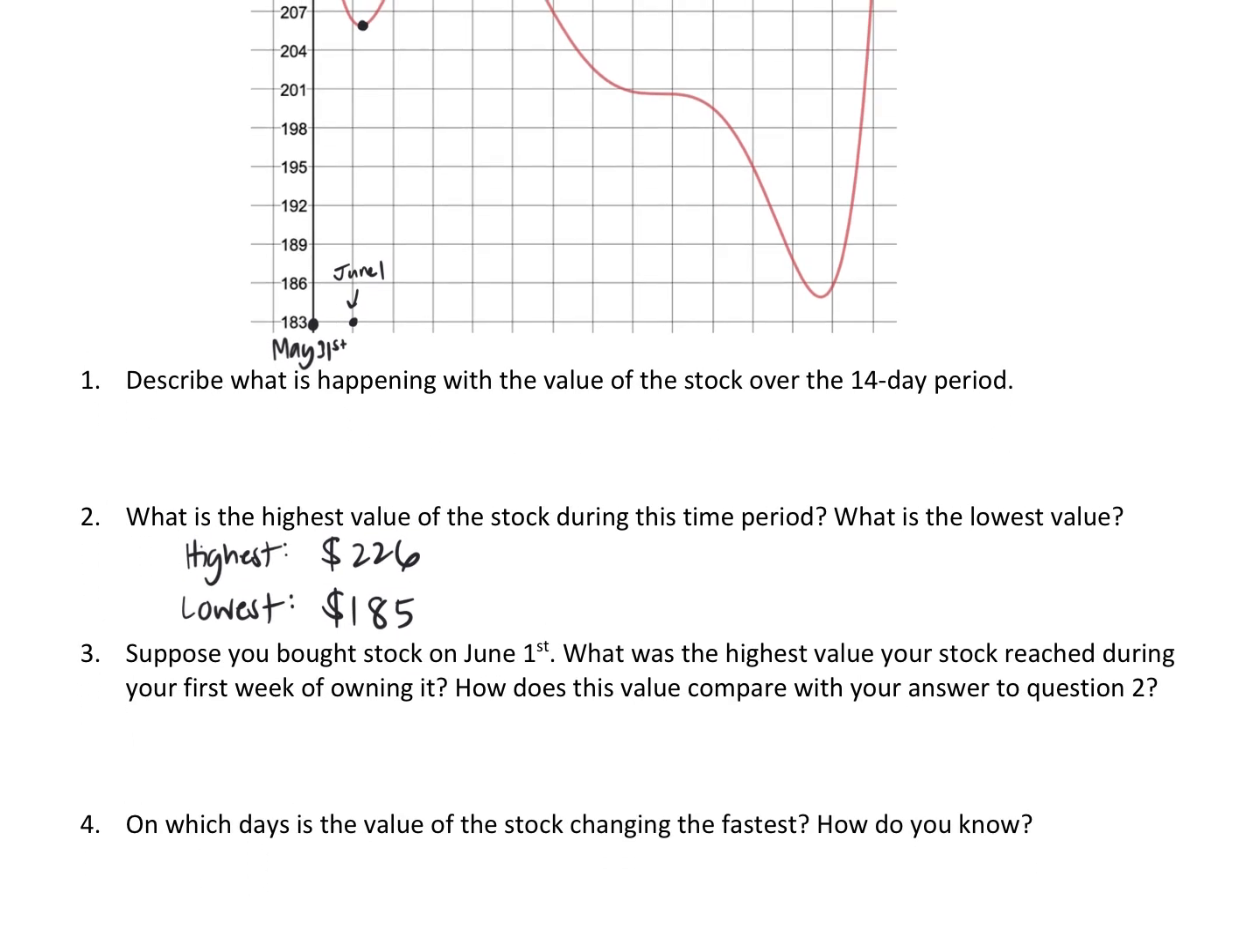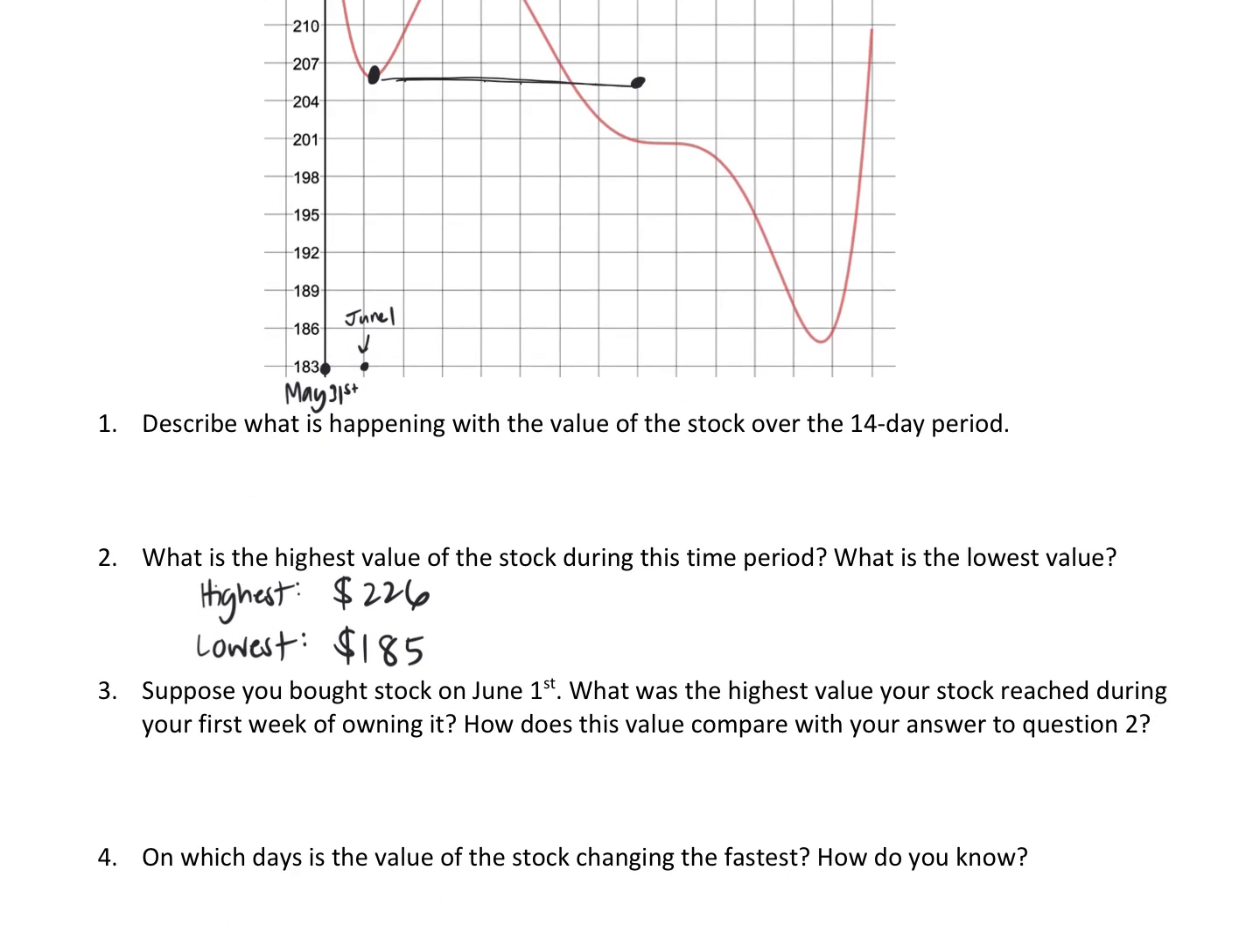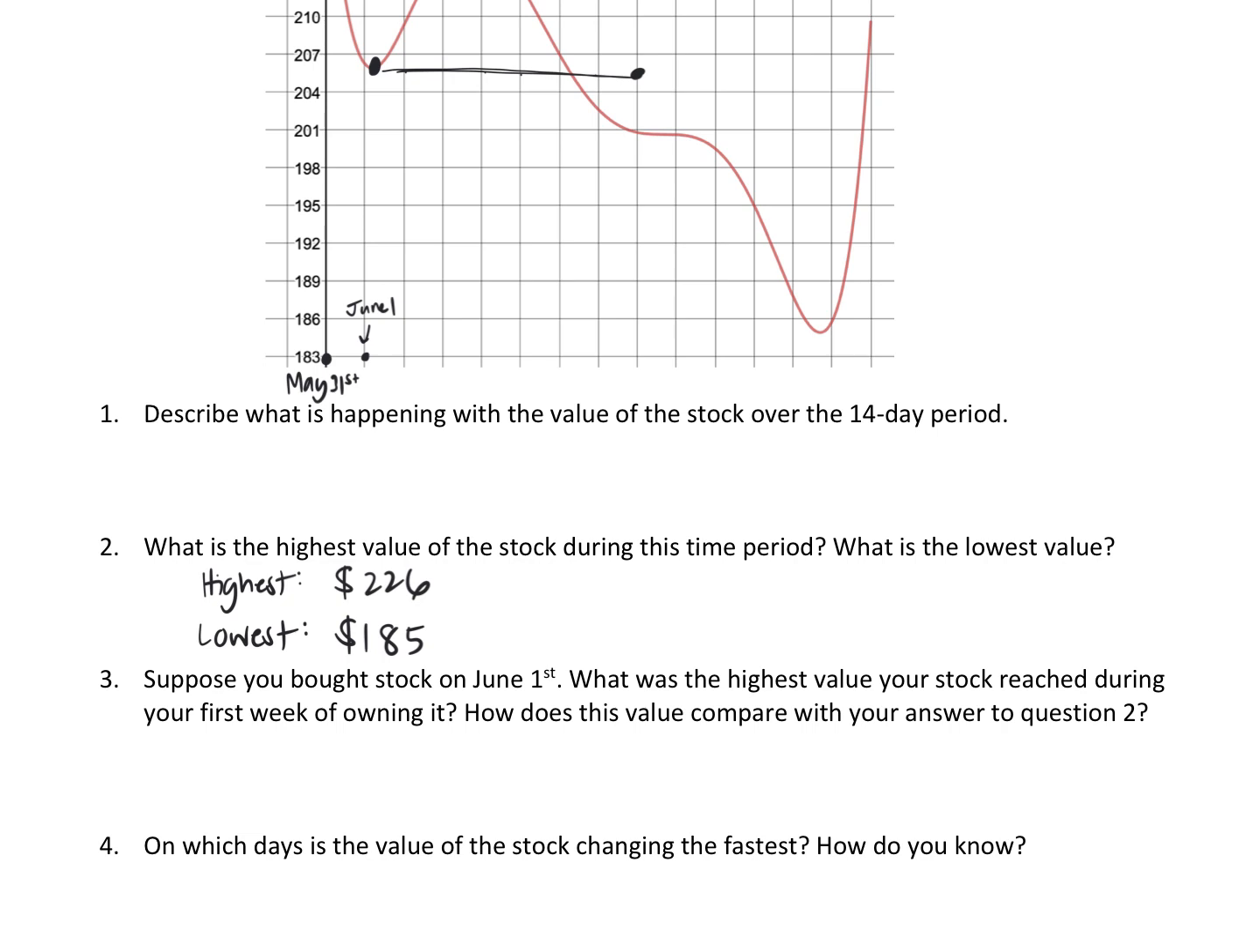Okay. Again, we're not talking about any calculus, just looking at this graph and analyzing it a little bit. So question 3 says, suppose you bought stock on June 1st. What was the highest value your stock reached during the first week of owning it? And how does that compare with my answer to question number 2? So June 1st is obviously right here. And then a week from that, 7 days. So 1, 2, 3, 4, 5, 6, 7. So we're looking at this interval right there. What is the highest value in that first week? A little over 216. Want to call it 217 maybe? Yes. Okay, so we'll call it about 217, or you could call it 216.50, whatever you want. I'm going to call it 217.